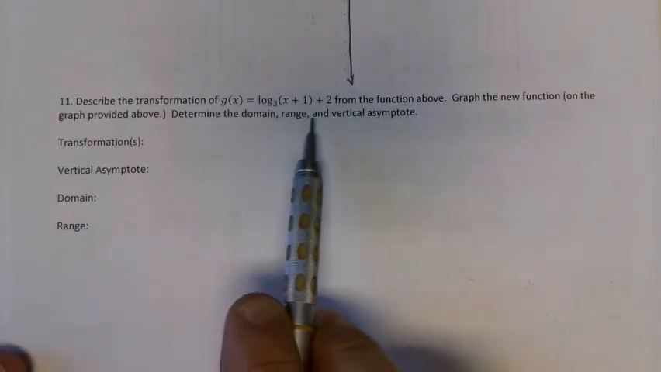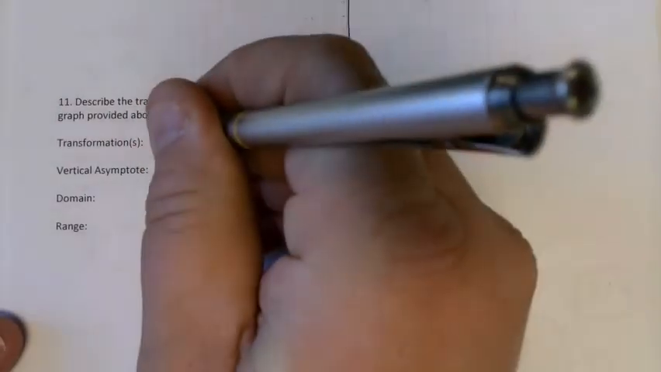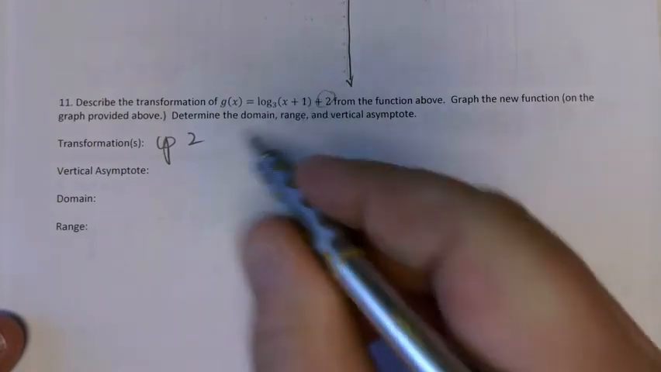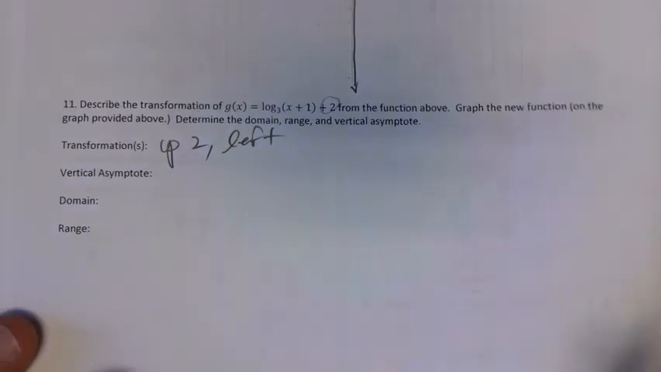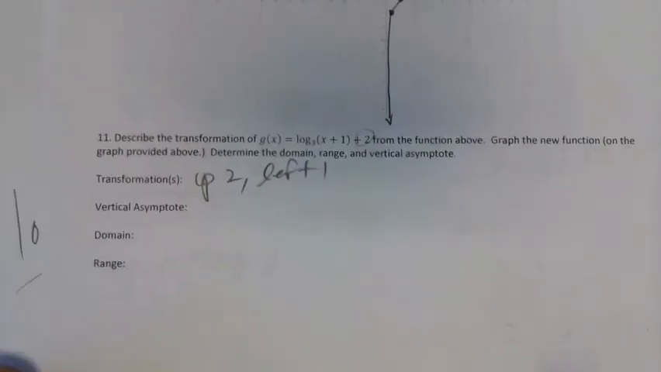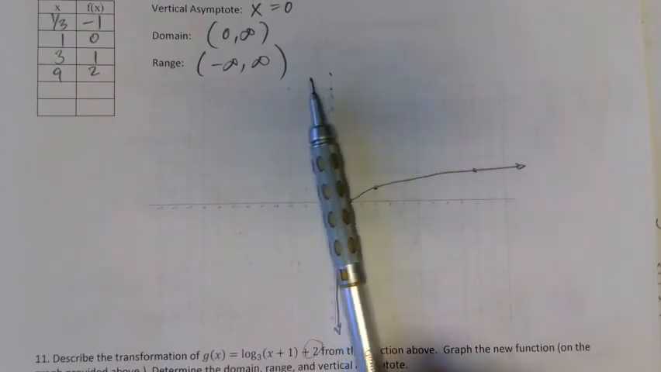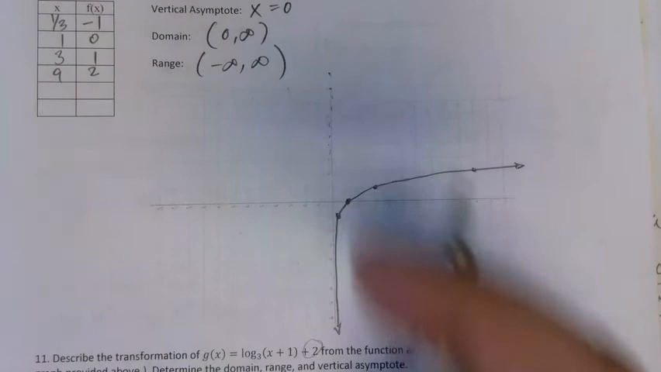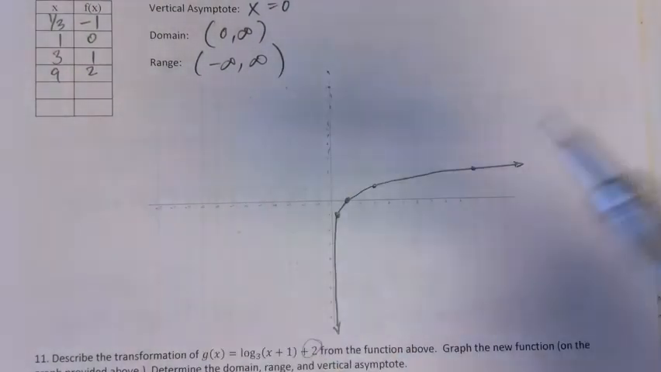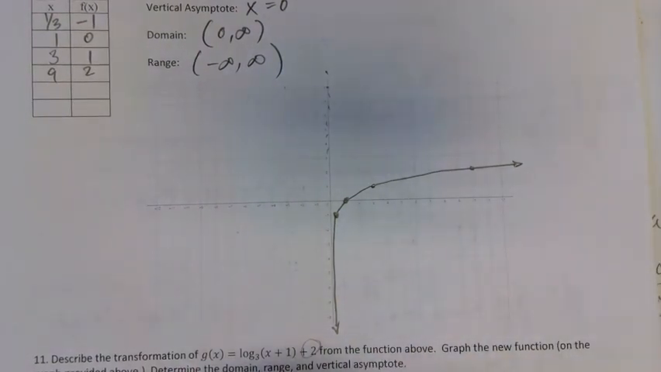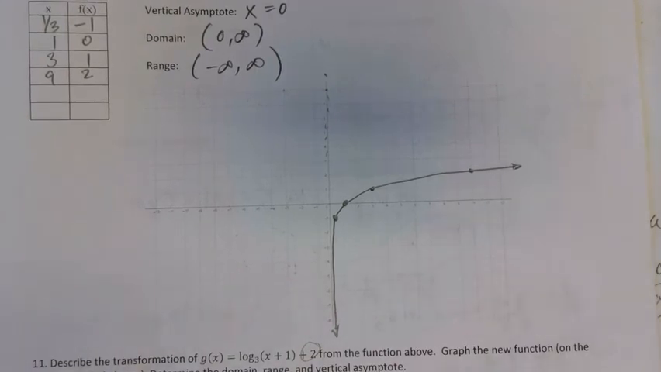Describe the transformation of this from the function below. Graph the new function. Okay, my transformation, this +2 is going to shift it up 2. That +1 is going to shift it, not right, but left 1. Cool. Well, if I take that asymptote and I shift it up, that's not going to do anything, but left 1 will move it that way. That will be x equals -1. And if I take that whole graph and shift it that way, that means my domain goes from -1 to infinity, but my range is always -infinity to infinity.